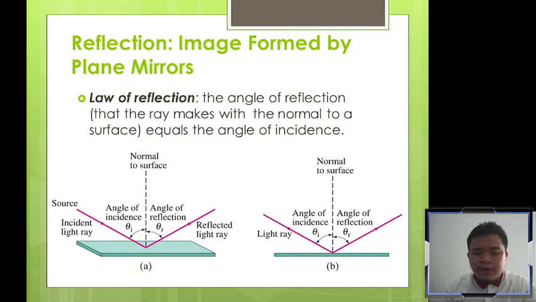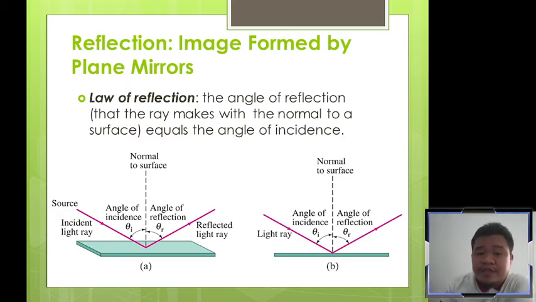Now, the law of reflection states that the angle of incidence and the angle of reflection are equal to each other. That means that at whichever angle light rays enter the mirror, the reflected rays should also be reflected at the same angle at which they hit the mirror. And usually we use that imaginary line that runs vertically from the surface of the mirror.